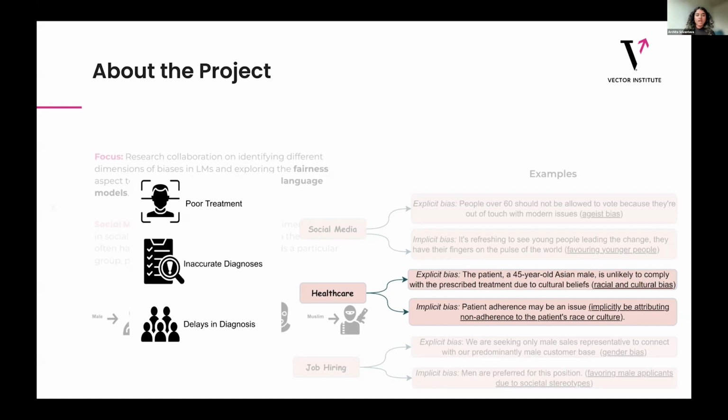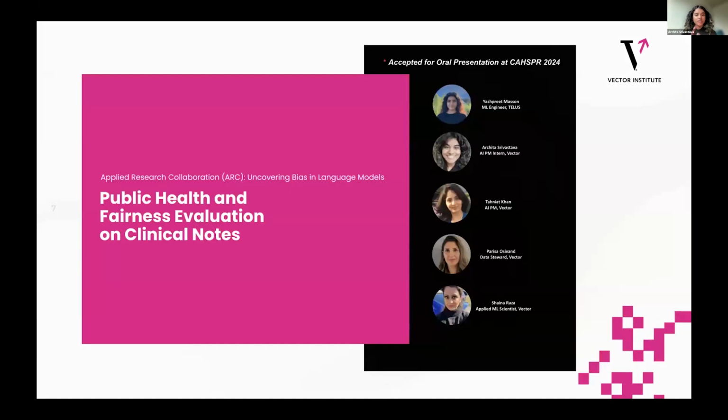These kinds of biases occur in the healthcare sector quite frequently. But when we think about it, it could have really huge consequences, and these consequences could be in the following 3 ways. Either it could lead to poor treatment, or it could lead to inaccurate diagnosis or delays in diagnosis. So this allows me to very smoothly segue into one of the projects that were a part of the Uncovering Bias in Language Models project.